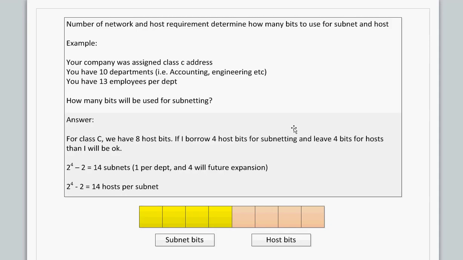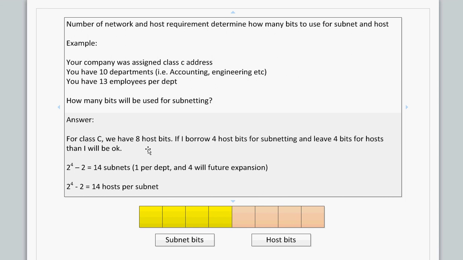Let's say you are working at some company, and your company is assigned a class C address. That means the first 24 bits are used for the network, and the last 8 bits for the host. Now you have 10 departments here: accounting, engineering, HR, etc. And you have 13 employees per department. Based on this scenario, how many bits will be used for the subnetting?